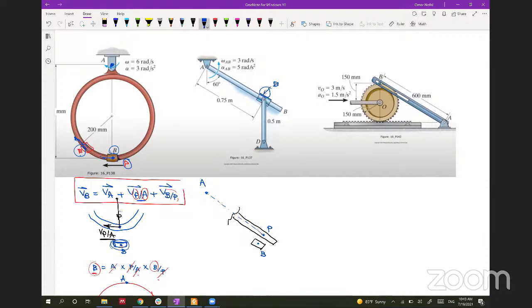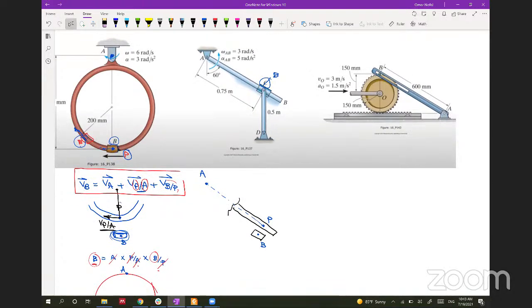Okay, so A and B are in the same body, so the V at B will be equal to the V of A plus VB with respect to A, and we can get this from this omega. So this is VB with respect to A plus VB with respect to P. How much is this collar moving away from this point P? At some point this collar will be here, so we'll have B at this location and the other B at this location.